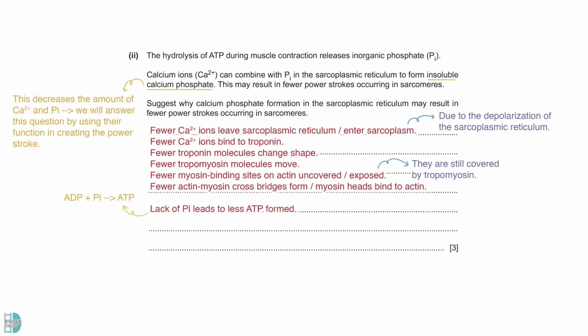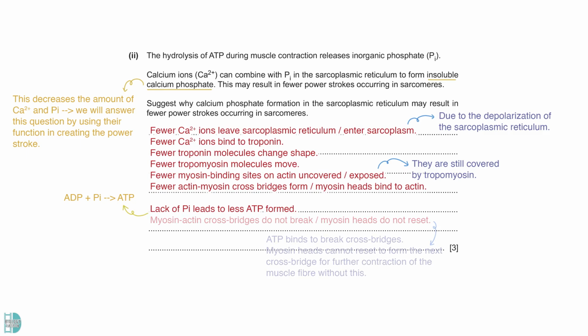Inorganic phosphate is needed for ATP synthesis. Lacking it will cause a reduction in ATP production. Without ATP, cross bridges do not break. Myosin heads cannot reset to form the next cross bridge, which allows further contraction of the muscle fiber.